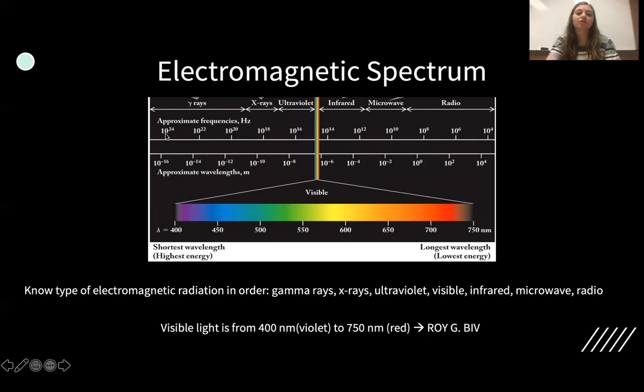The order of electromagnetic radiation on the spectrum is gamma rays, X-rays, ultraviolet, the visible spectrum, infrared, microwave, and radio, and that's something we probably all want to remember.